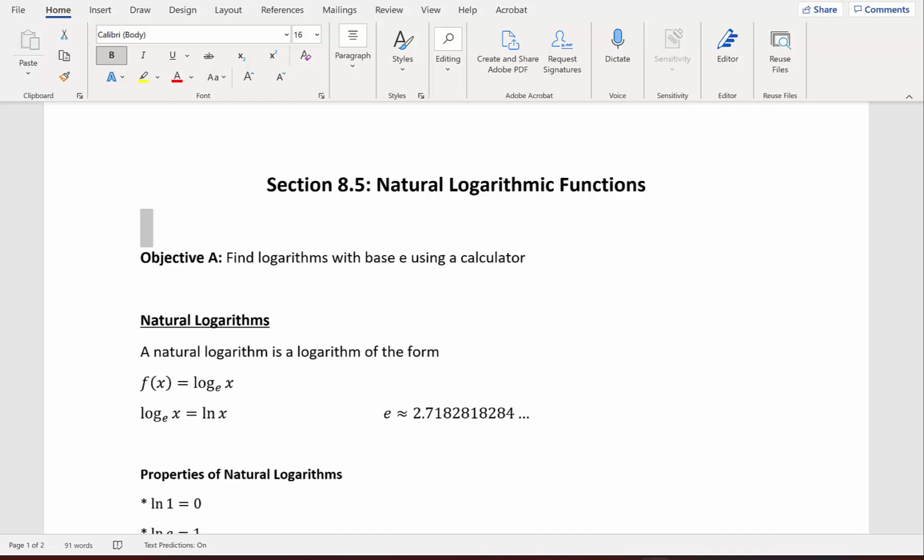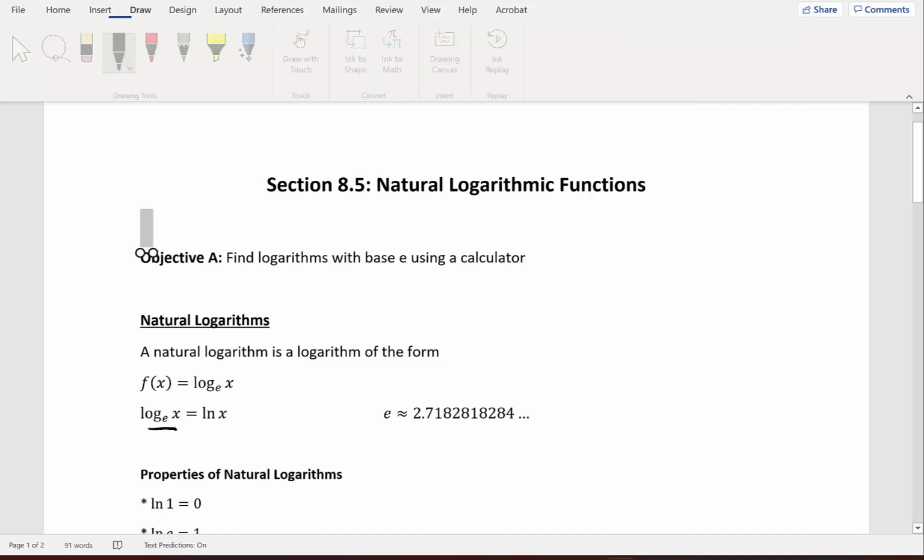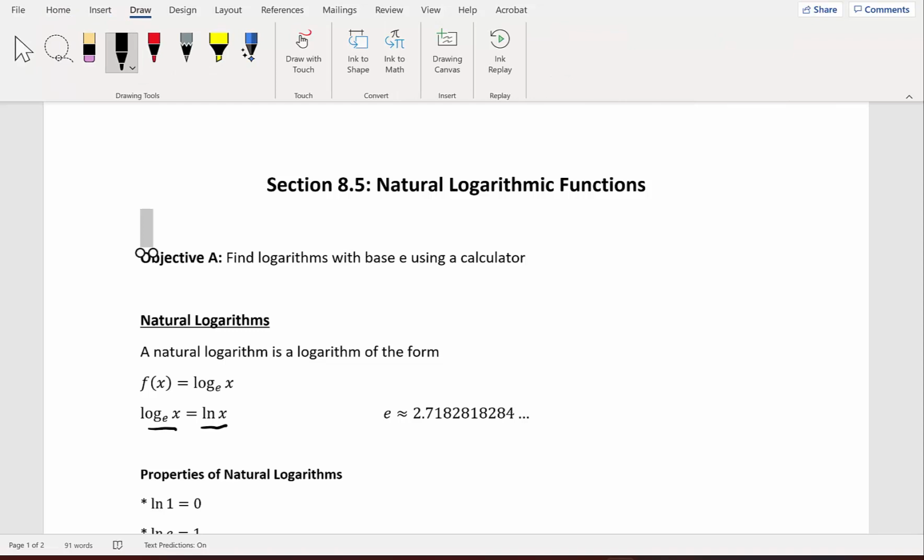Now, the way that we write natural logarithms is log base e of x. This is just equal to ln of x. So when your log has base e, the way that you'll see it written out is ln of x. Now, e is just a number, just like pi. Pi we approximate as 3.1415, and that just keeps going on forever.